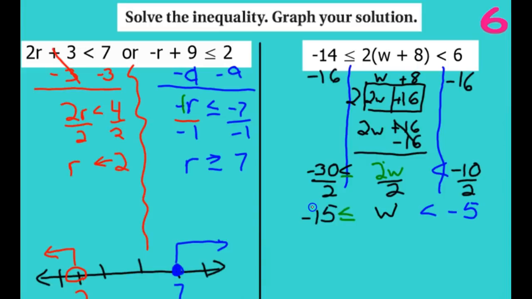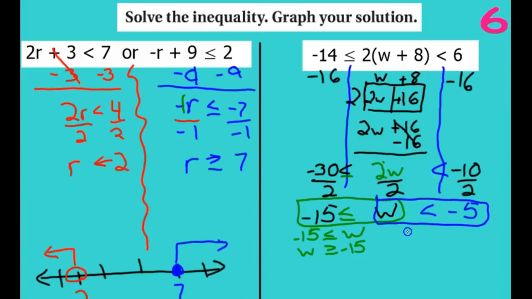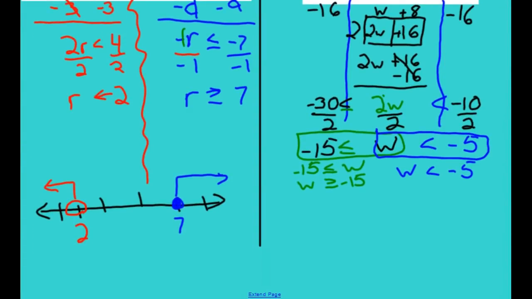If we rewrite this problem, we rewrite this one here, we would have negative 15 is less than or equal to w, but we need the variable on the left, so we would have w is greater than or equal to negative 15. Over here, we would have w is less than negative 5. So now we have our two problems. We can graph it on our number line.